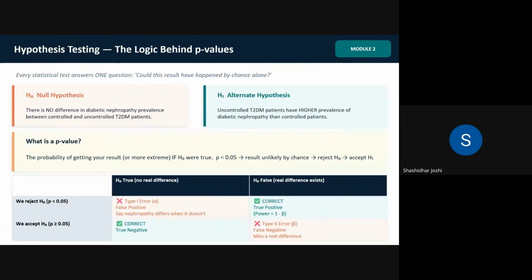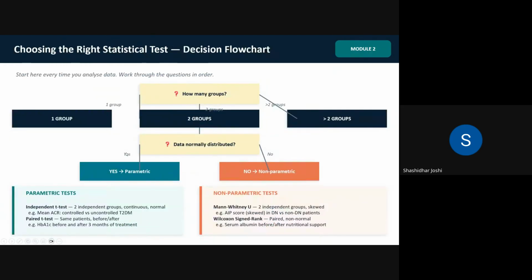But just remember that when you start experimenting, when you start doing the data analysis, start with the null hypothesis, which is nothing but no difference, and the alternative, which says that there is a difference. I want to prove that difference. As simple as that. So choosing the right test, this is a very important thing here.